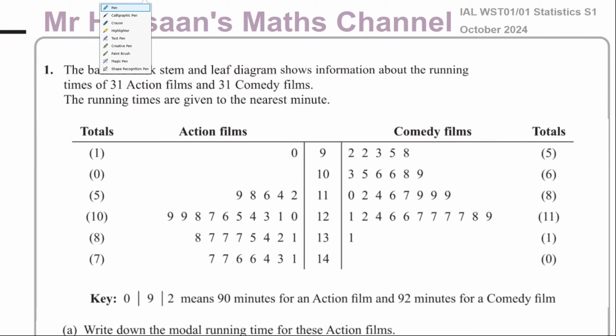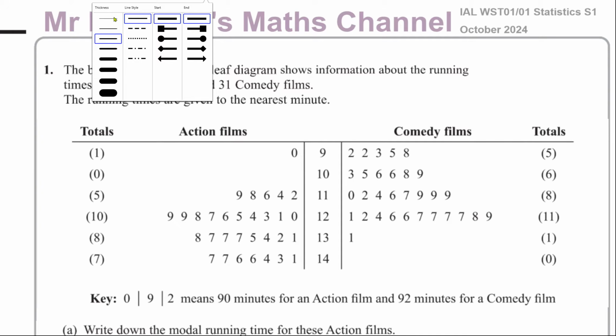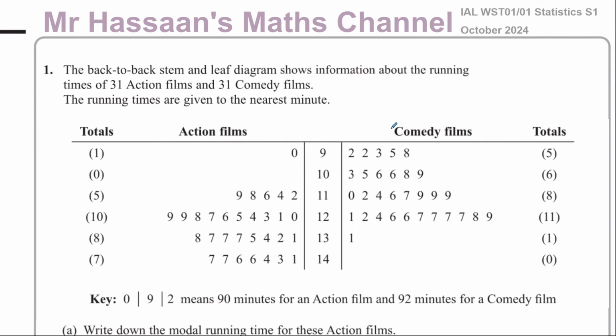So these types of back-to-back stem and leaf diagrams basically compare two sets of data which are about similar content, but in the same time. So we're talking about action films and comedy films, and we're talking about the running times of these films. The running times are given to the nearest minute, so how long these films last.